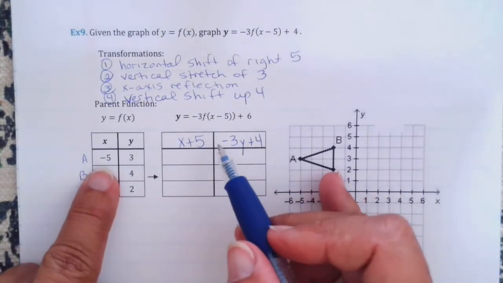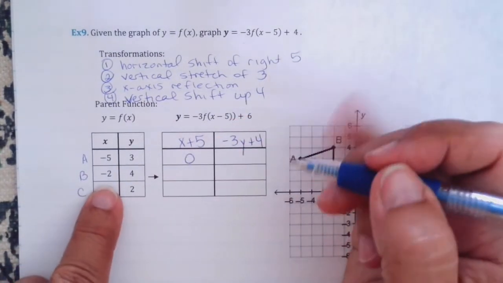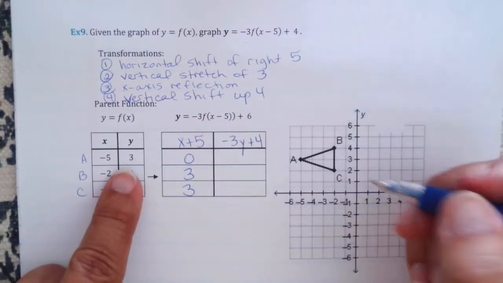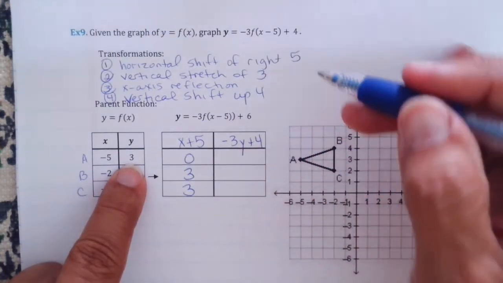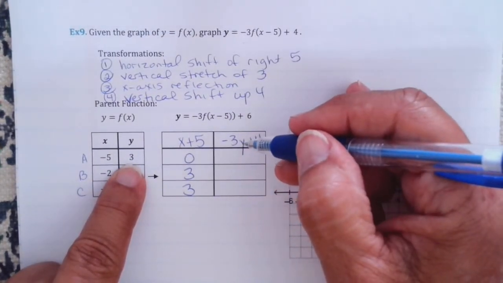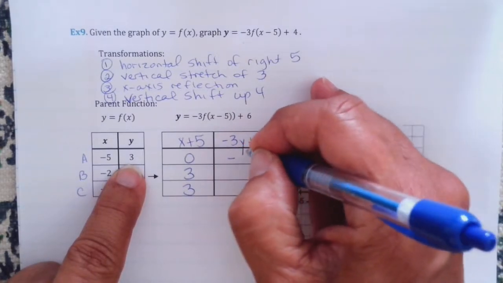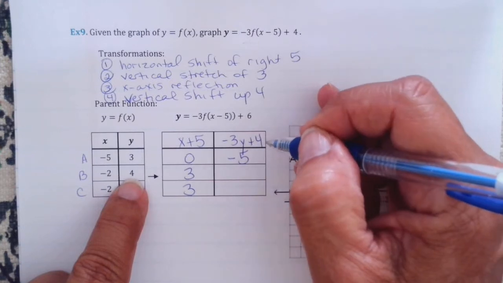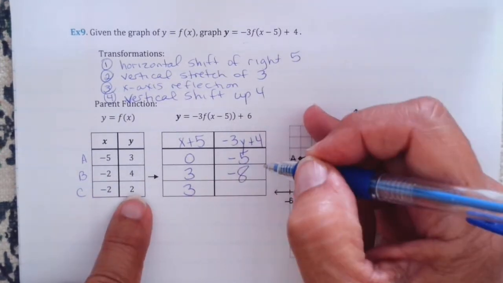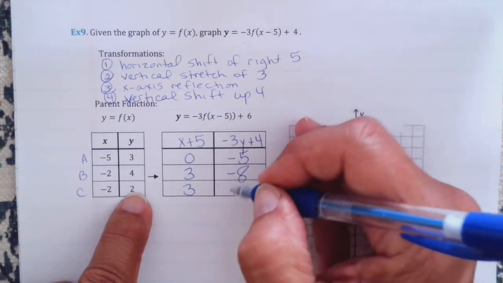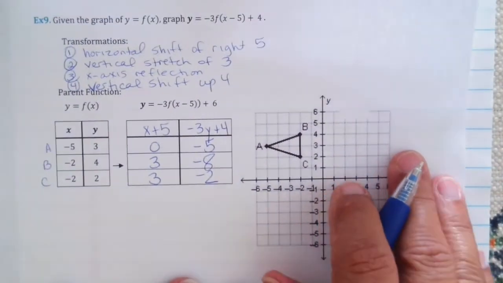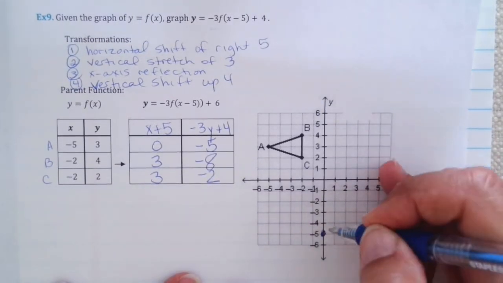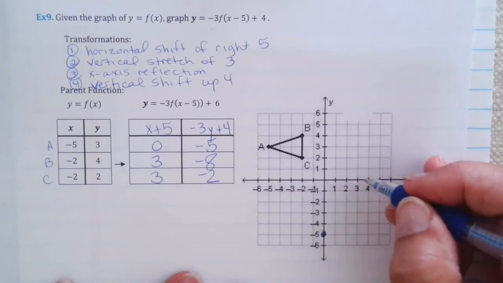All right, so we're going to add 5 to each of these. -5 plus 5 is 0. -2 plus 5 is 3. -2 plus 5 is 3. Take your y values, multiply by -3. 3 times -3 is -9, plus 4 is -5. 4 times -3 is -12, plus 4, that's -8. 2 times -3 is -6, plus 4, -2. All right, so plot these new points. 0, -5. That's A, right? 3, -8.